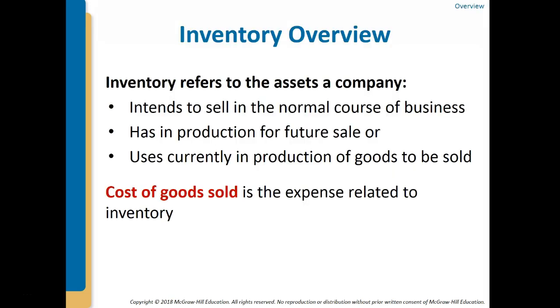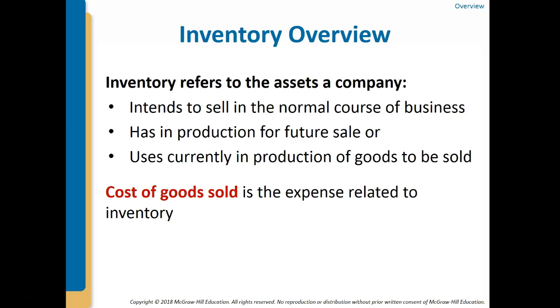Inventory refers to the assets a company intends to sell in the normal course of business and has in production for future sale, which would be work in process, or uses currently in the production of goods and services to be sold, which would be raw materials.